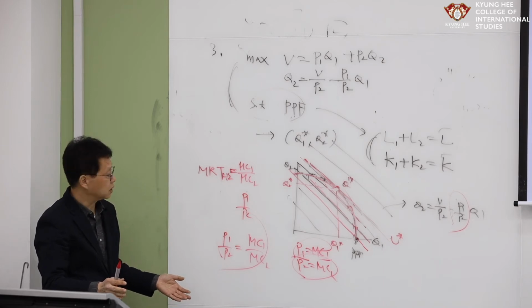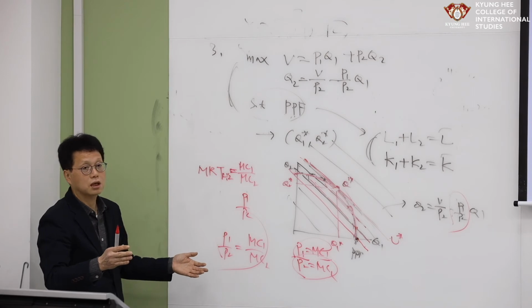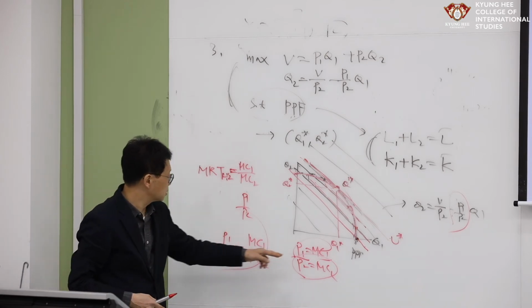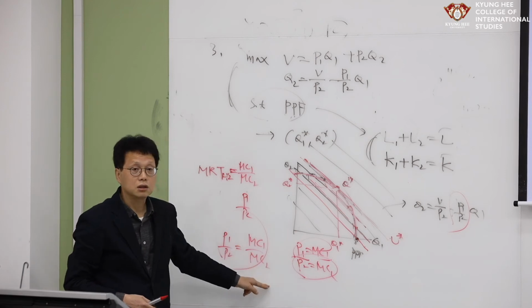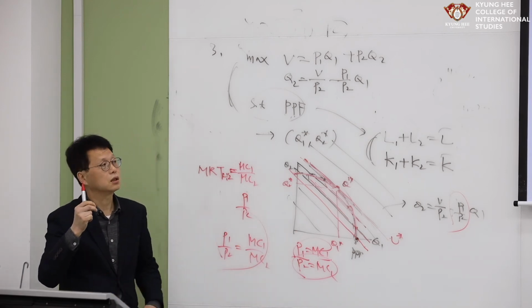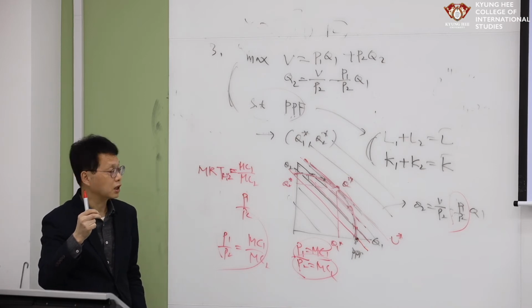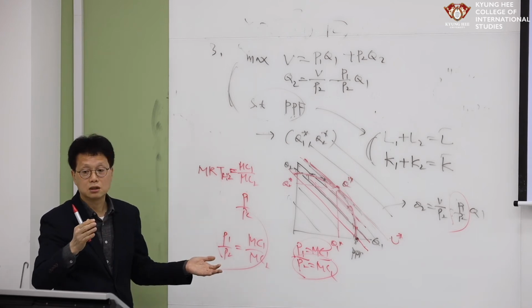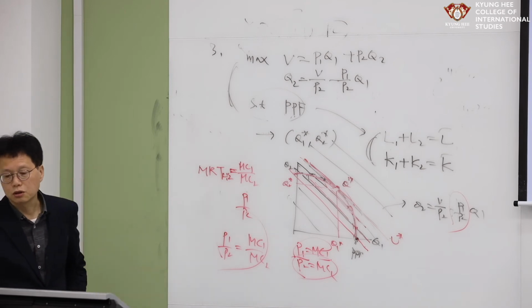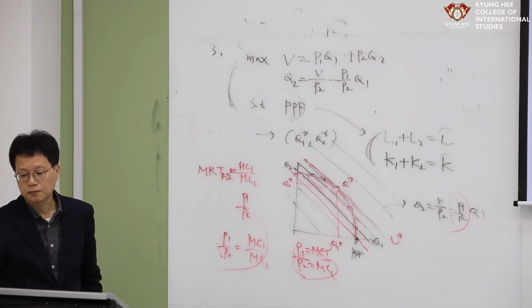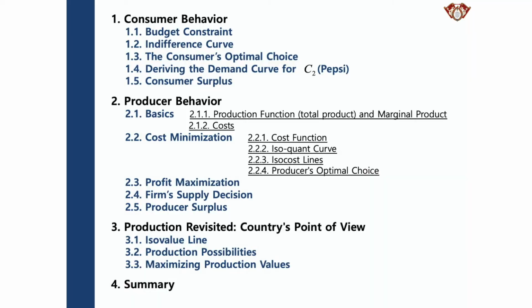Right? That is section 3. And after that, I explained that Q1 star and Q2 star are decided by this condition. Then we can find the equivalent labor and capital input mix, L1 star, K1 star, and L2 star, and K2 star. Right? So everything is decided. That is an overview of all of this. So now I'd like to explain the summary. Okay, section 4, summary.